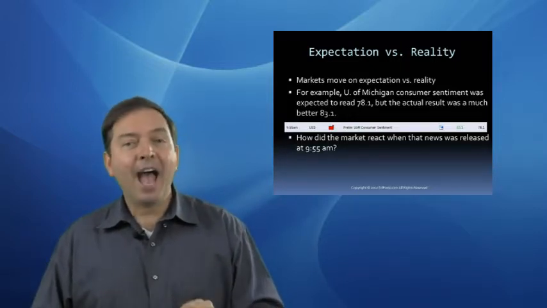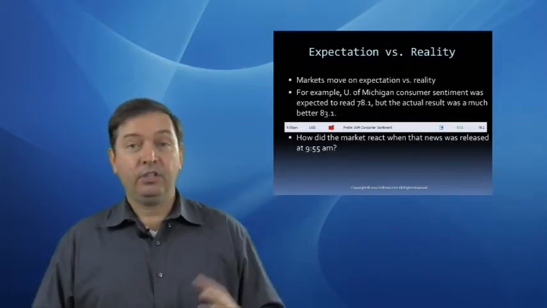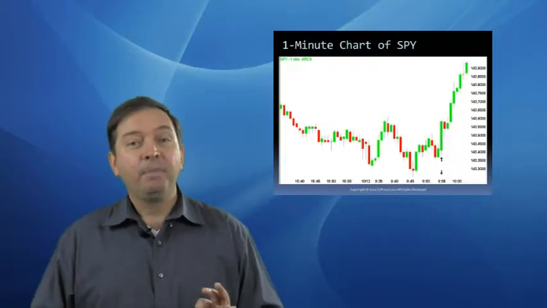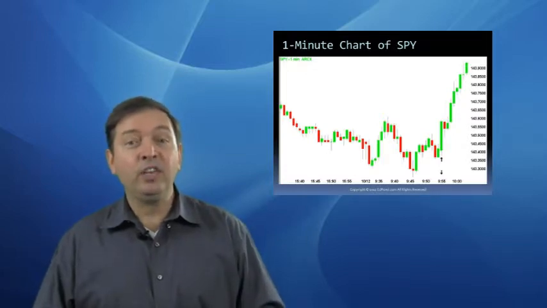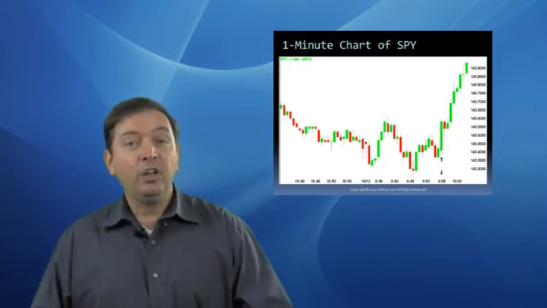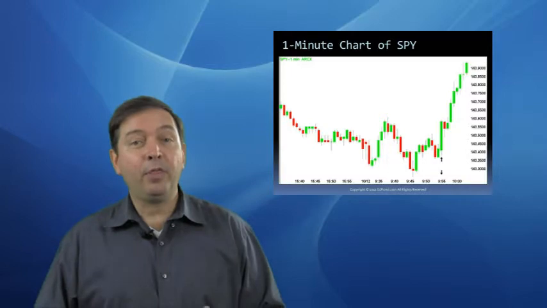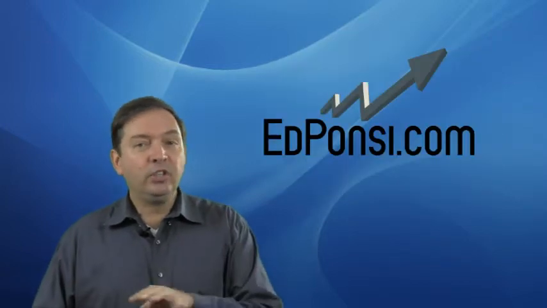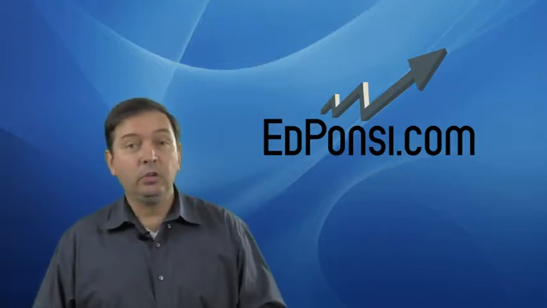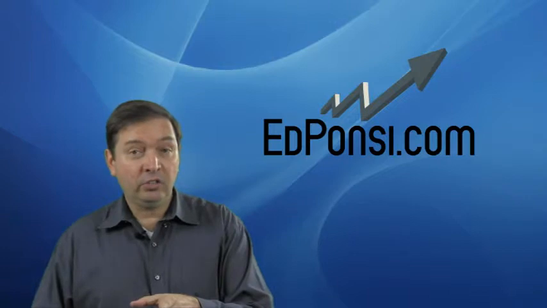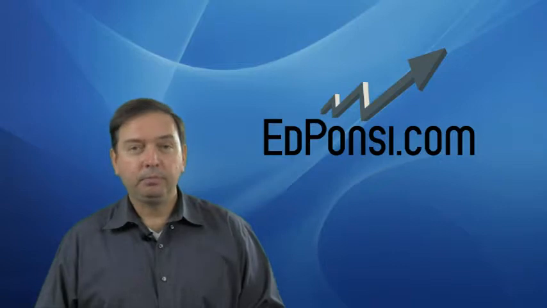So how did the market react when that news was released at 7:55 a.m.? If you take a look at this 1-minute chart of the SPDR, which is an ETF that mimics the S&P 500, you can see the moment that that report was released, the market just lifted off. Big rally, right? Begins right at that moment. So you can see the type of impact that these reports have. Some of them are released before the market opens, and some occur, such as in this case, while the market has already opened. Those are the ones you really have to watch out for.